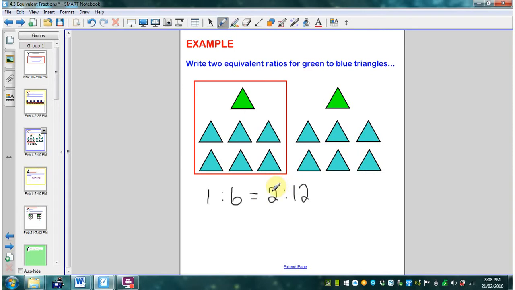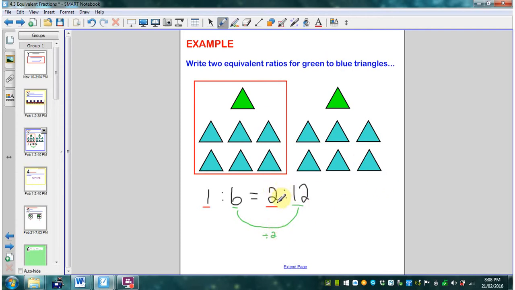All I did was divide both my 2 and my 12 by 2. So divide 2 by 2 is 1, and divide 12 by 2, and you get 6. Okay, so that's divide by 2.